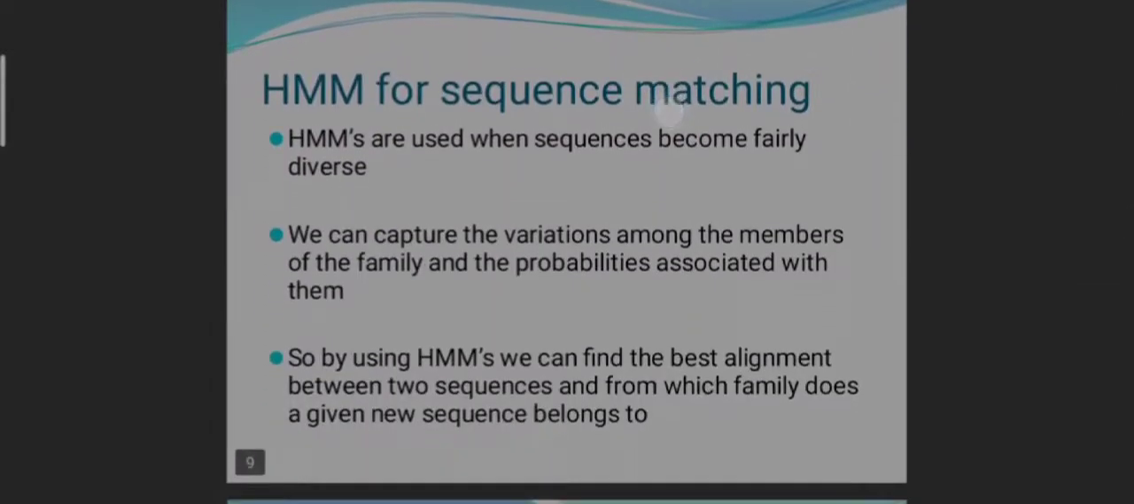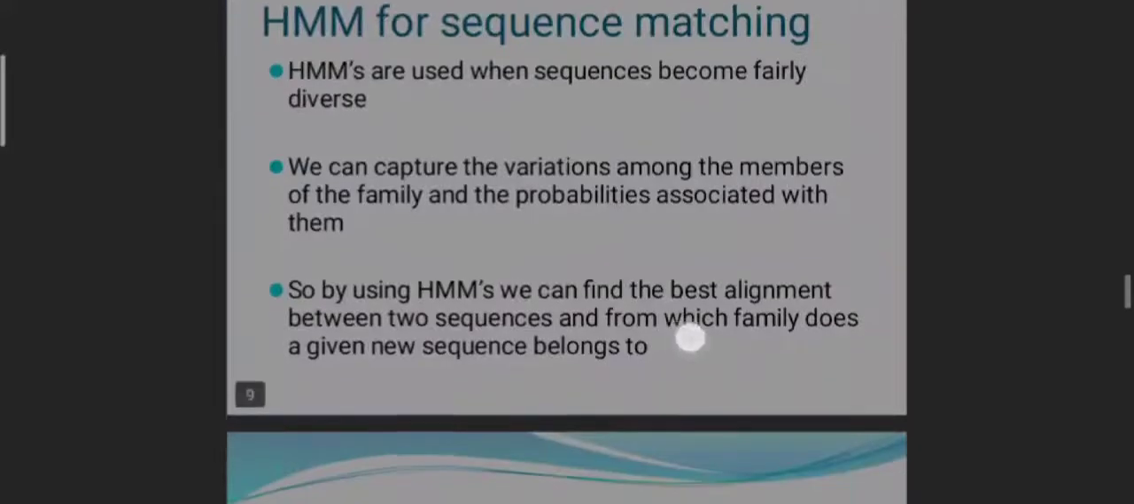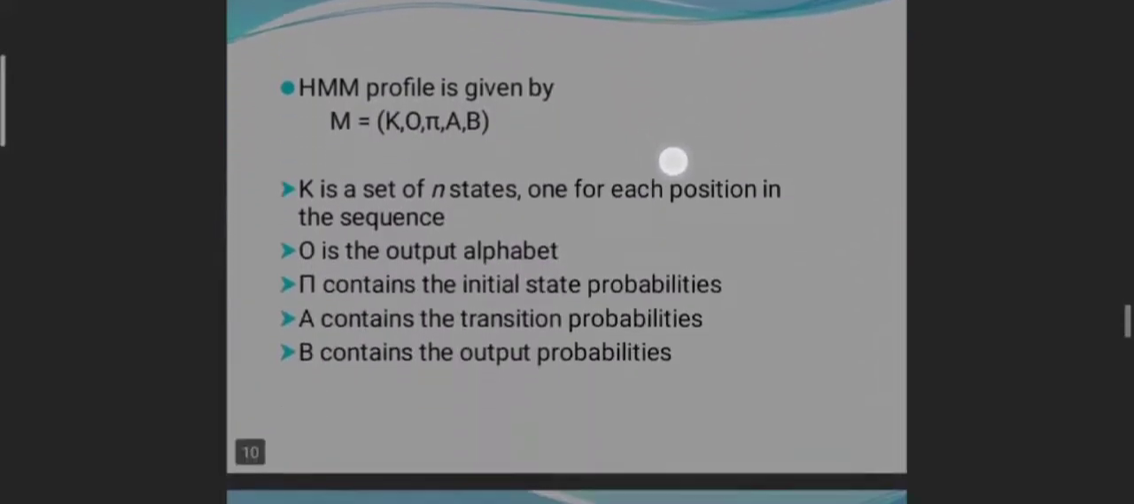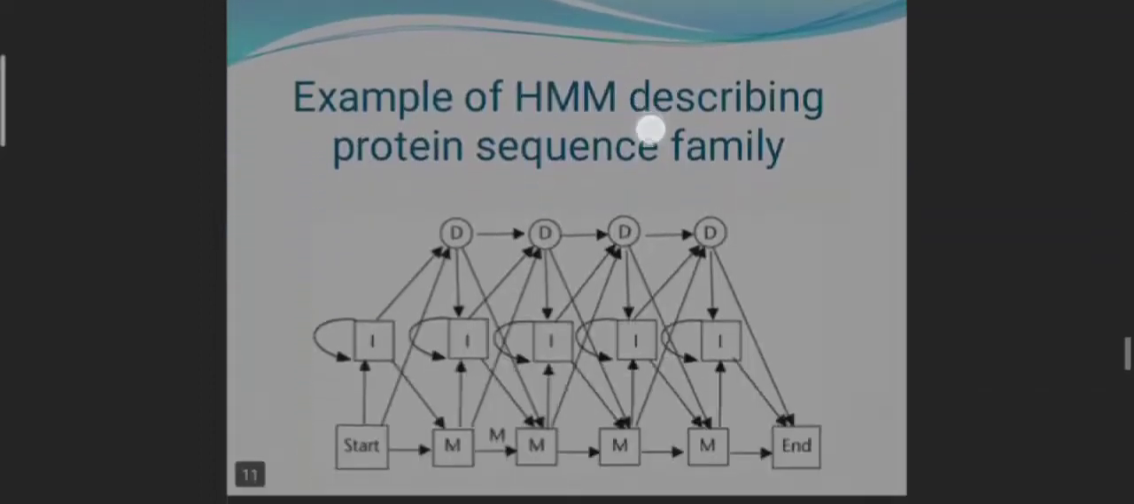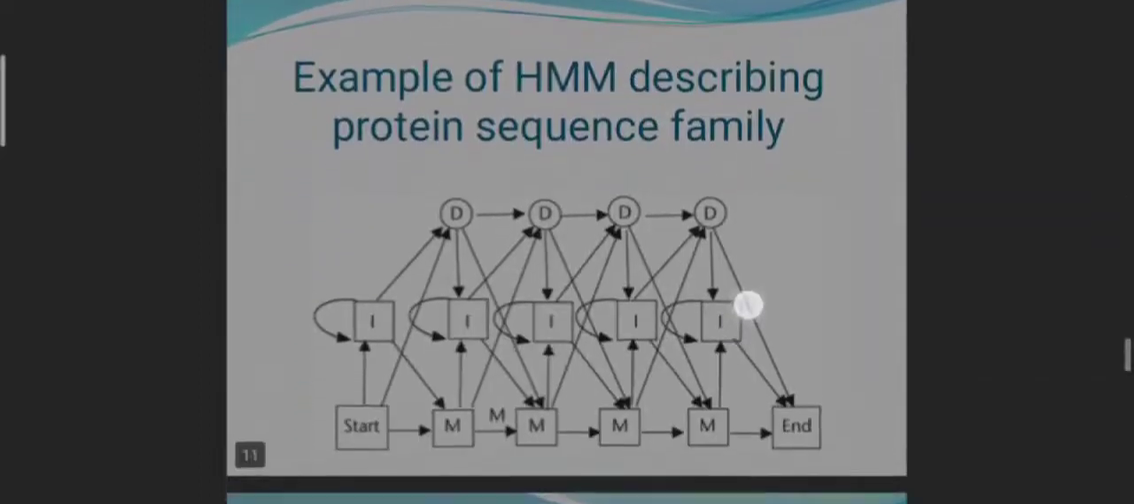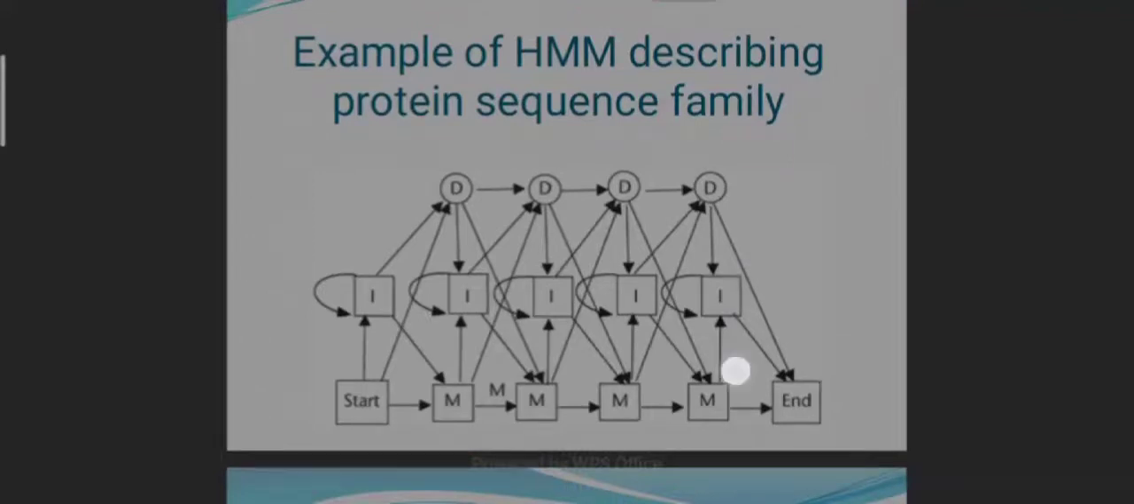Moving further, it's HMM for sequence matching. HMMs are used when sequences become fairly diverse. Secondly, we can capture the variations among the members of the family and the probabilities associated with them. So, by using HMM, we can find the best alignment between two sequences, and which family a given sequence belongs to. Moving further, here is an example of an HMM describing a protein sequence family.